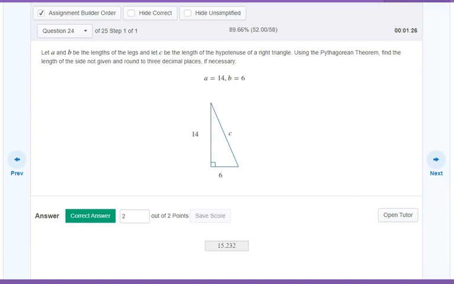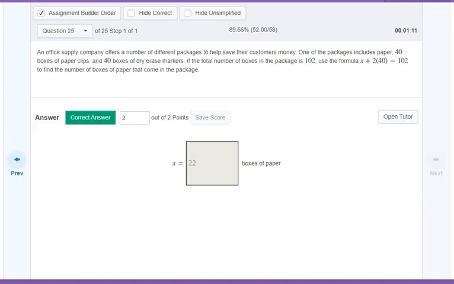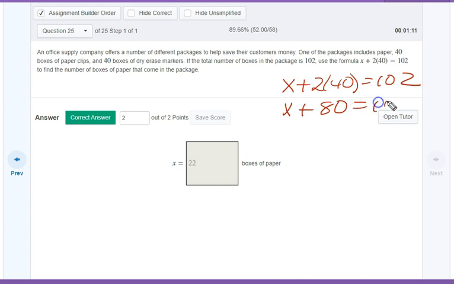Okay. Let's go on. Our last one. Take a moment, pause, read it over. Now they give us an equation already, so this is actually sort of an easy one. We have x plus 80 equals 102. We're just going to subtract 80 from both sides and get 22. And that wraps it up.